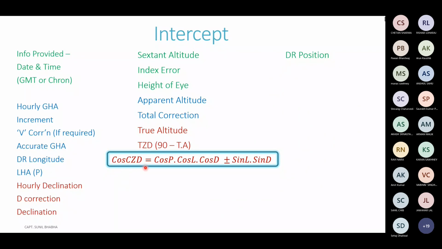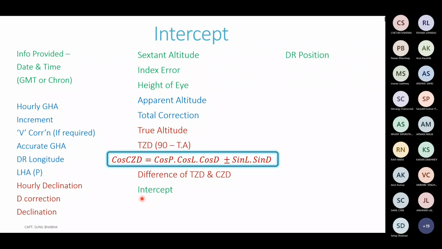Now, once CZD is found, what we do is we get the difference between TZD, that is the true zenith distance, and CZD, the calculated zenith distance. We find out what is the difference between these two, and this difference is what we call as the intercept. So intercept is nothing but the difference between the true zenith distance and the calculated zenith distance.